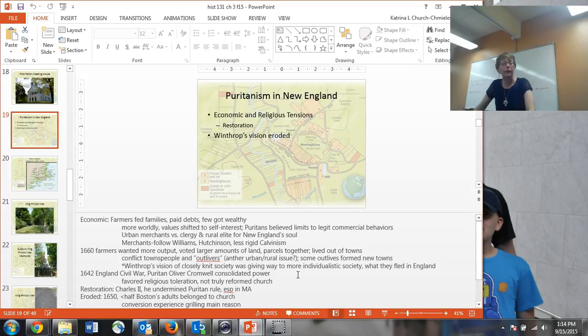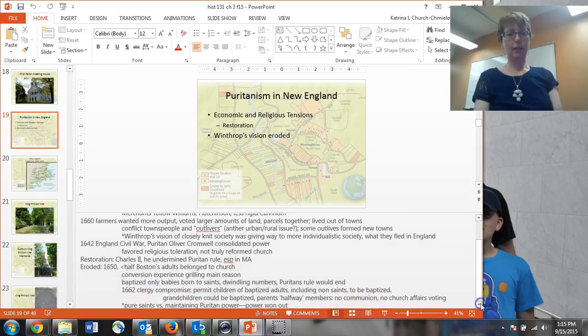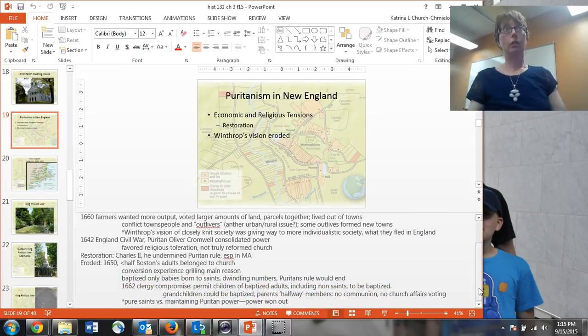Okay. All right. Yes. So Oliver Cromwell was a Puritan who was consolidating power during the English Civil War in 1642. Okay? They overthrew the king. And he was a Puritan, which wasn't as well received in England as they might have liked. And then the Restoration was with whom? Was it the restoration of the monarchy? Yes, it was the restoration of the monarchy. So you were dramatically changing society with the restoration.